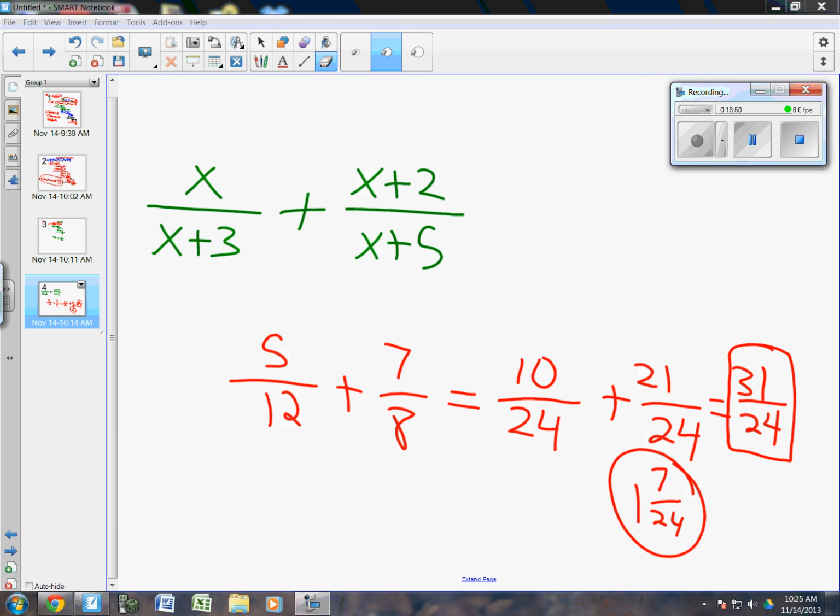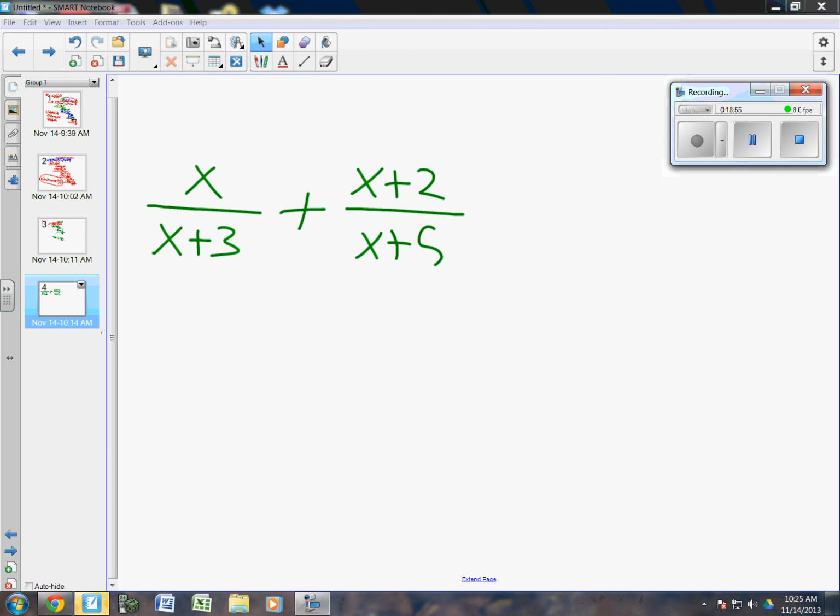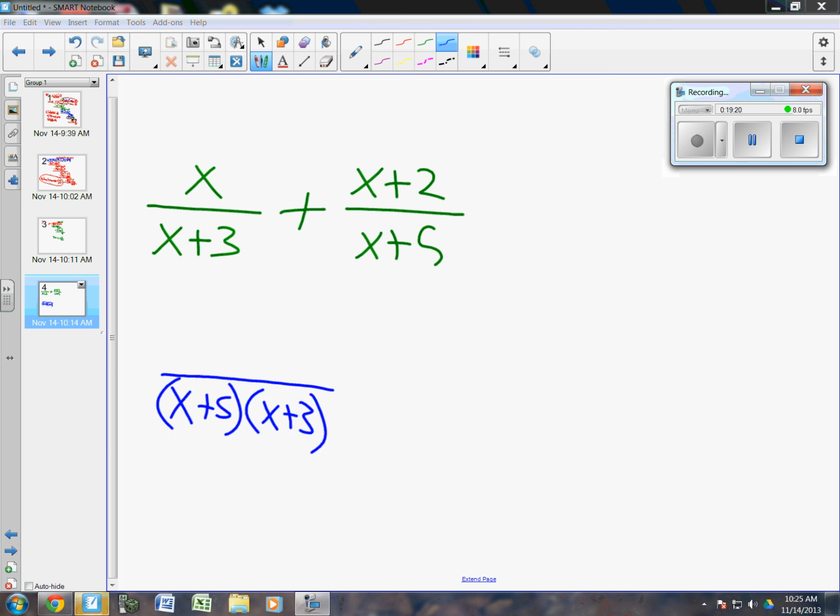Okay, it looks like most of you guys got this. Funny thing is, most of you guys started off by thinking you had to just multiply the top and bottom by a single number. But to get these denominators to be the same, for the left one, you had to multiply the top and bottom by x plus 5. So you should have had this over here. And then on the right side, you had to multiply the top and bottom by x plus 3.